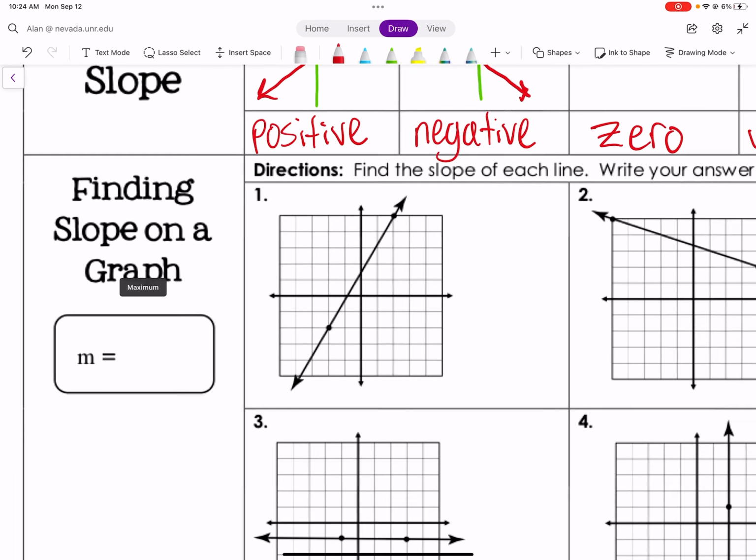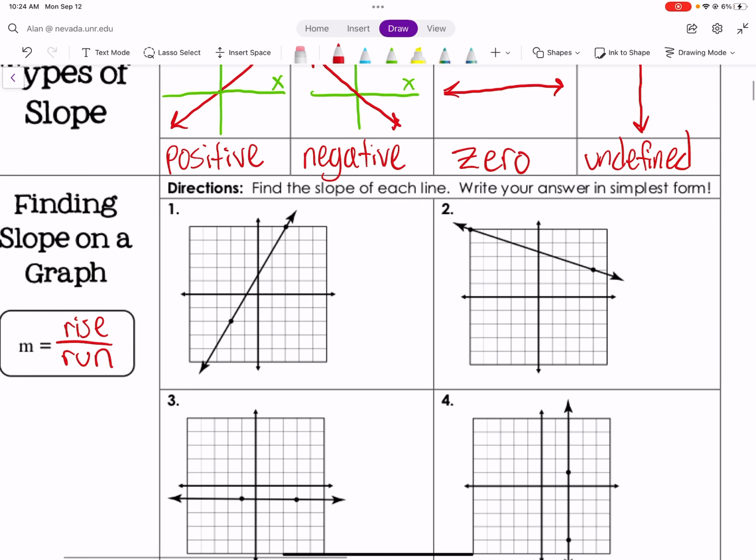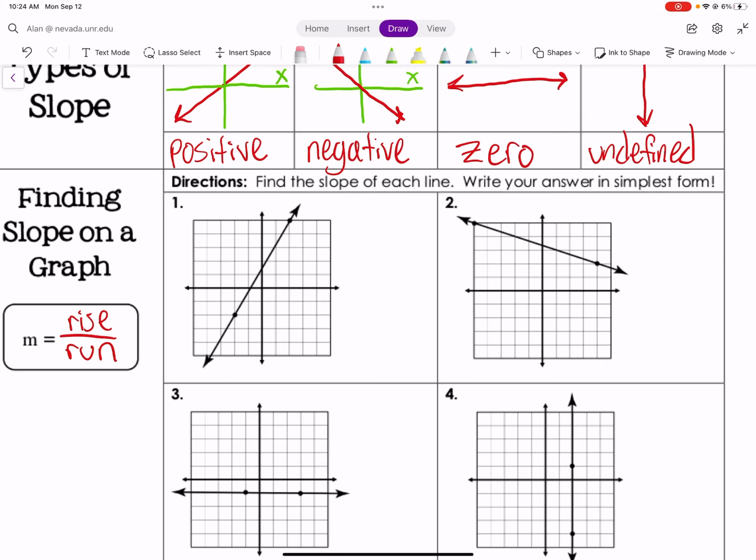Okay, finding slope on a graph. Remember, m is always rise over run. So number 1, we're going to find the slope of each line, and then we're going to write our answer in simplest form. So in all these boxes, we have 2 dots that are shown. We have a dot here that's marked in black. I'll just write over it, and a dot here that's marked in black. We simply count our rise over run between these 2 dots.